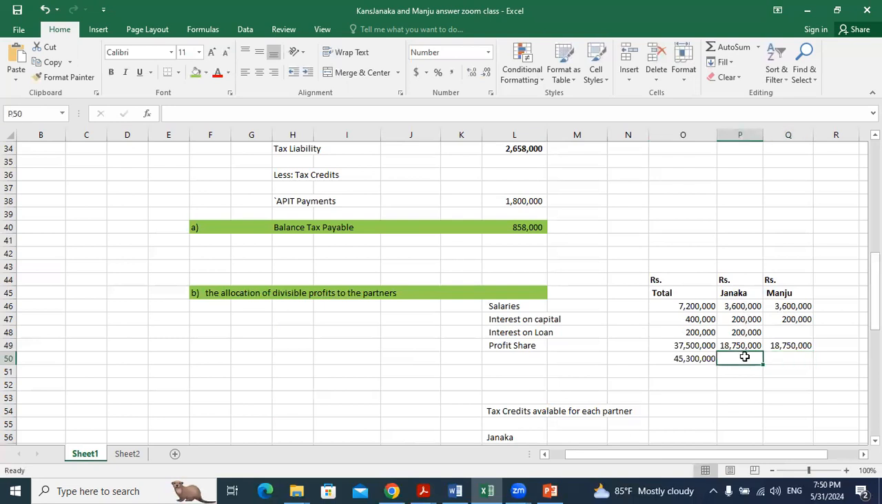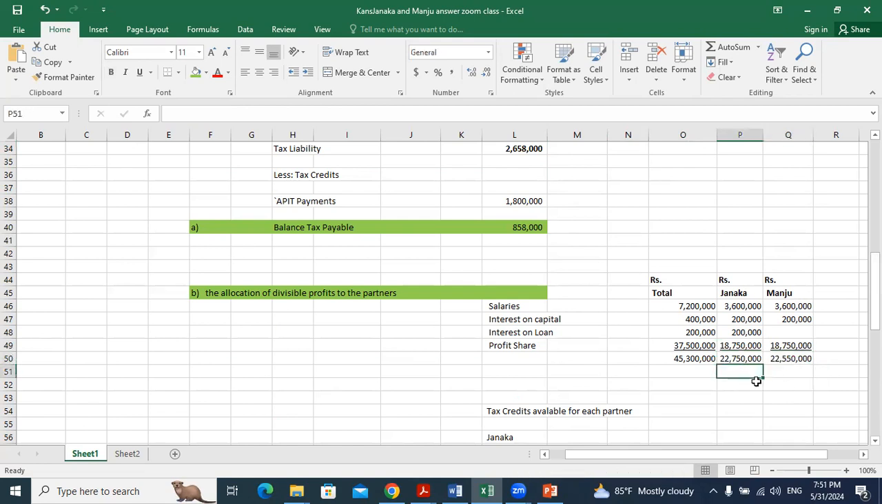So we'll get the summation. This is the statement, the allocation of divisible profit to the partners. Now this partnership has a total tax liability of 2,658,000. So it has to be divided between these two partners using these ratios.